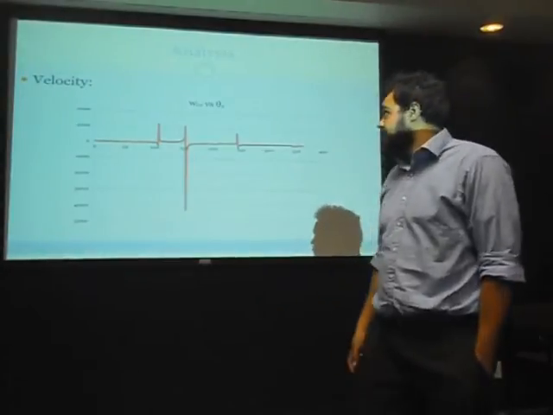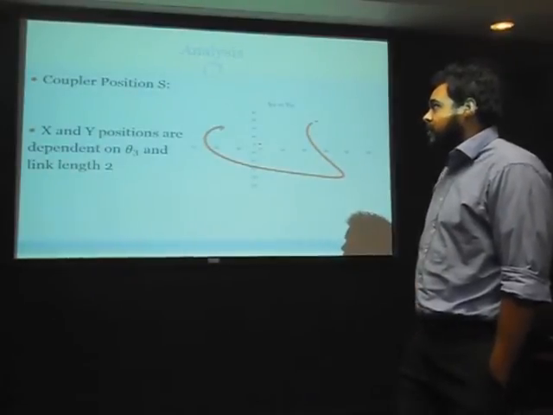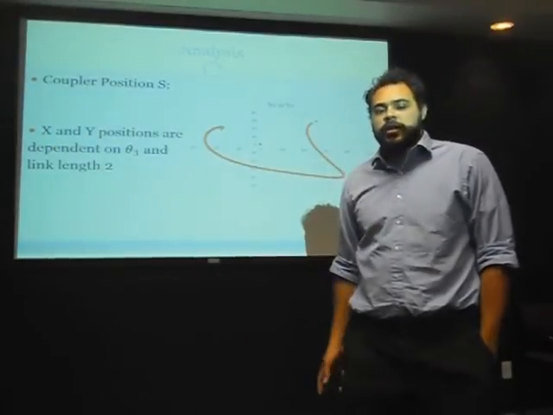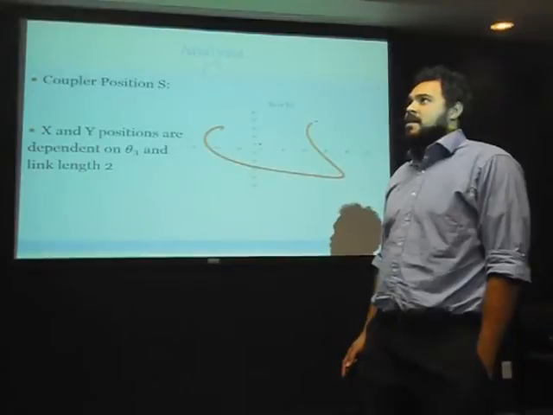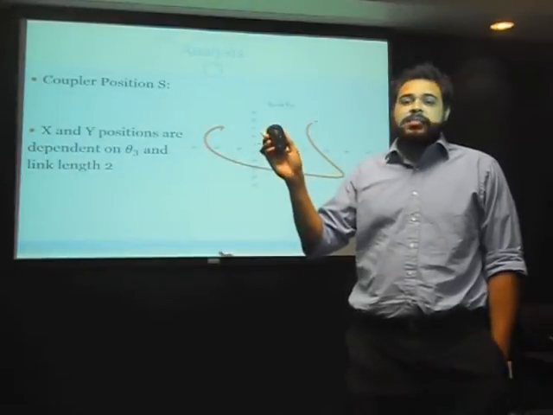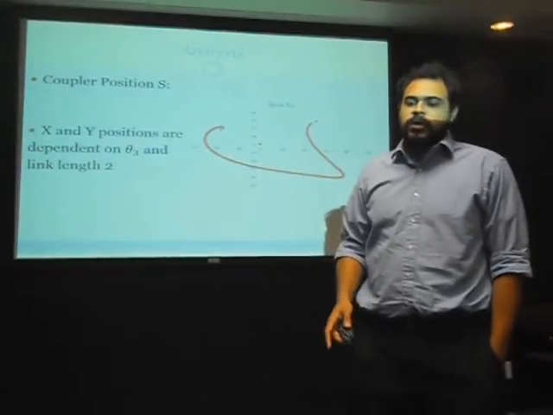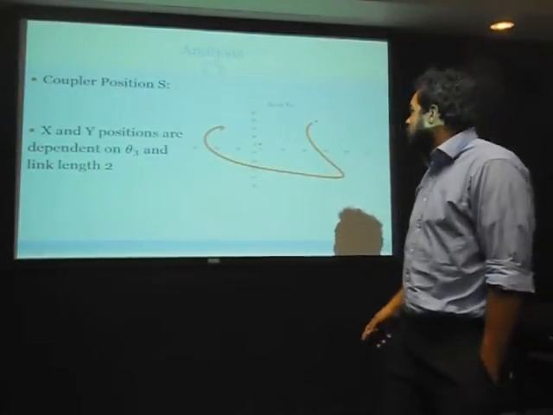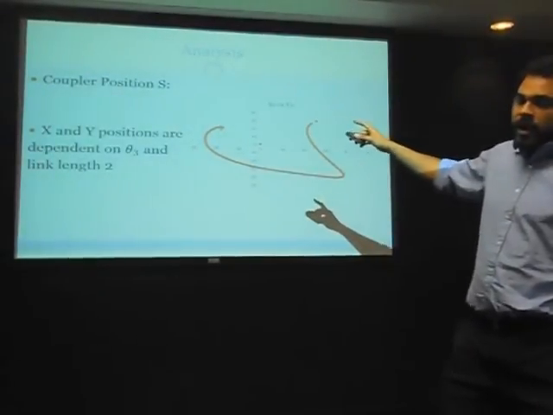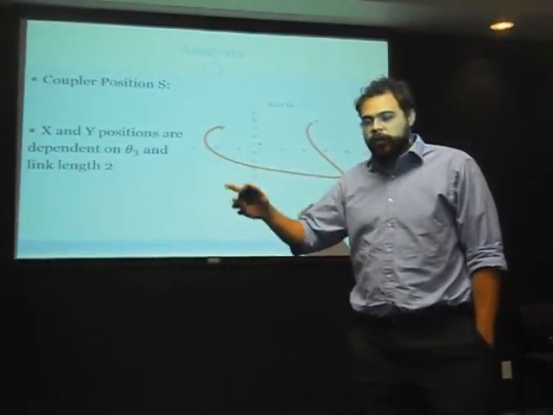For our coupler position of S, we had to use an equation that is dependent on theta 3 and link length 2, along with a given beta value, which is the angle that our coupler position S is with respect to link 3, and also a link length between joint 2 and position S. So this graph describes the motion of position S while going through 360 degrees for link 3.